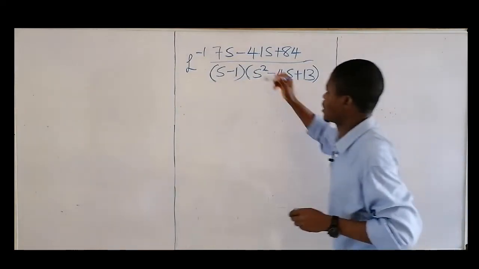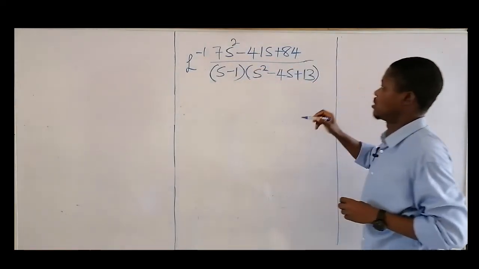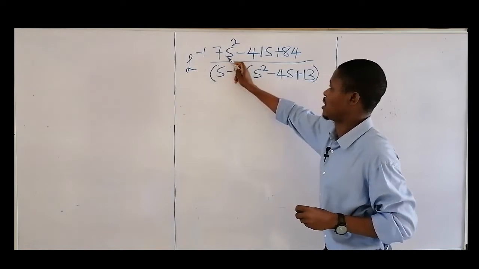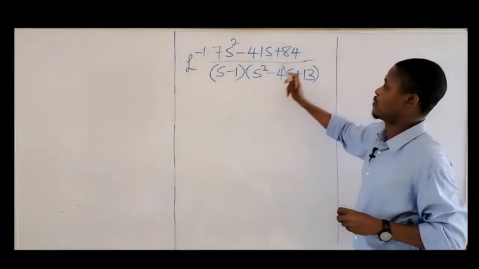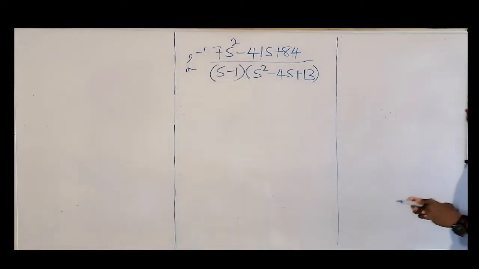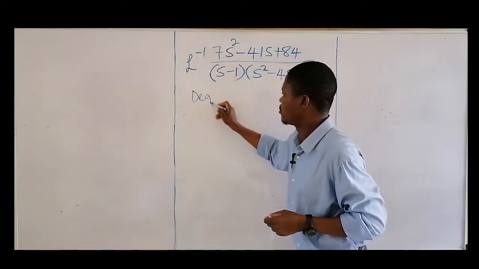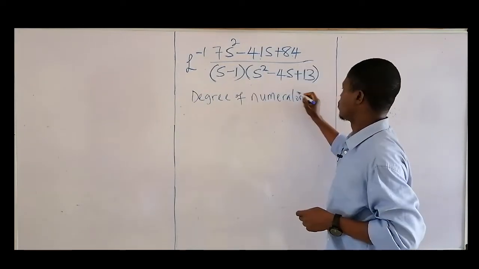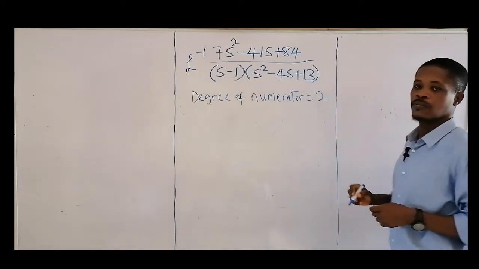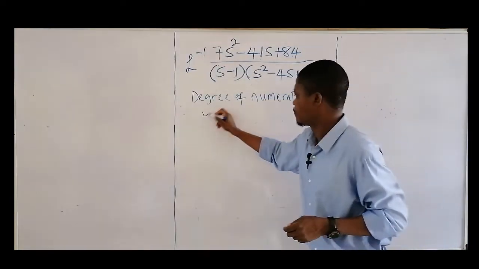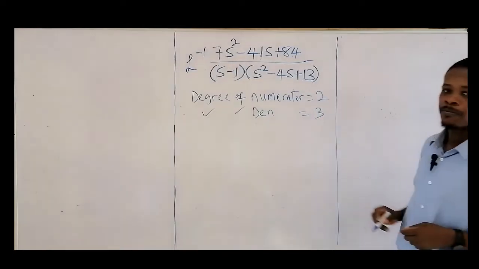Observation 1. This one should be 7x squared. Sorry for that. Inverse Laplace of 7x squared minus 41x plus 84 over x minus 1 times x squared minus 4x plus 13. So observation 1, the degree of the numerator is 2, and that of the denominator is 3.